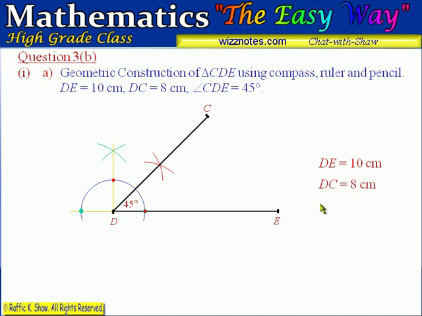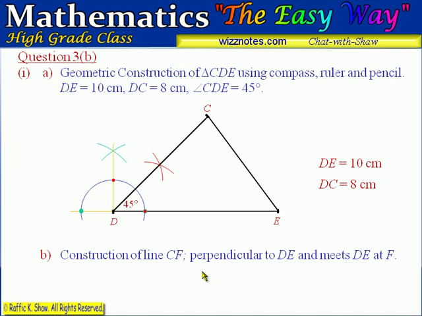So we can place that DC is marked 8 centimeters, and then to complete the triangle we draw a straight line from C to E, and that will complete our triangle. So that's our triangle CDE. DE is 10 centimeters and DC is 8 centimeters, and that's our construction. All right, so that's the first part.